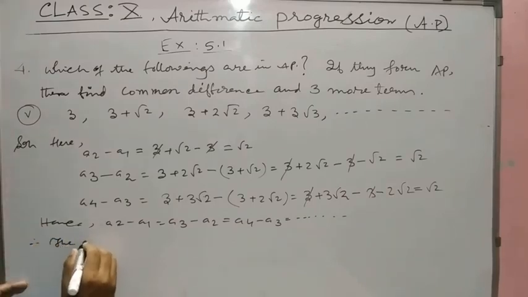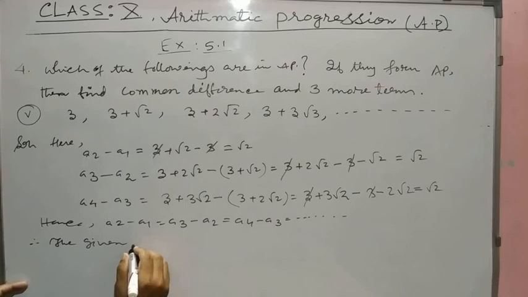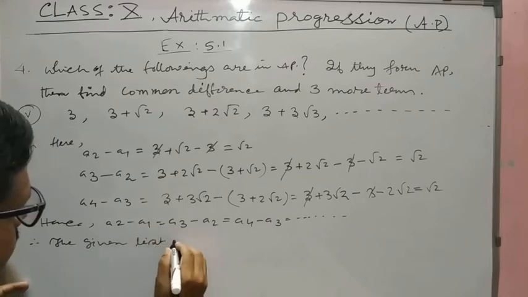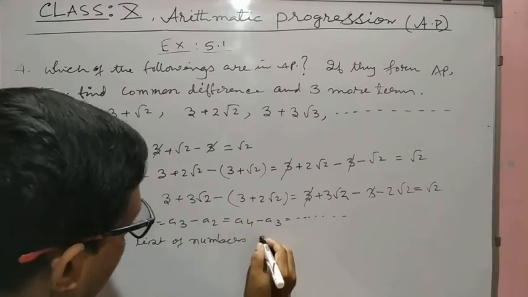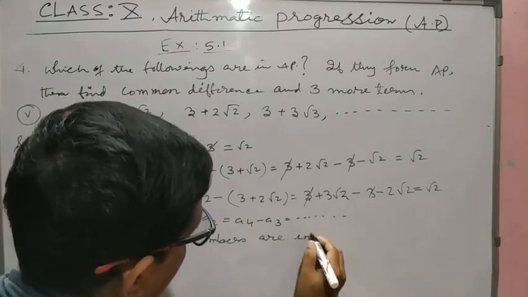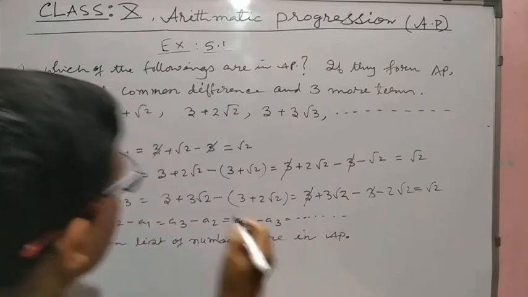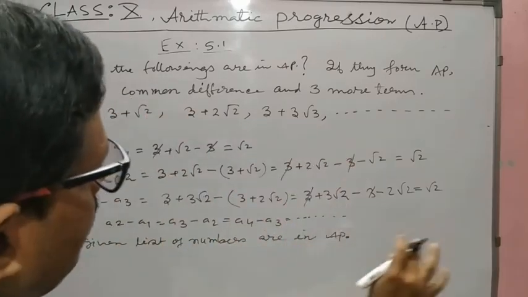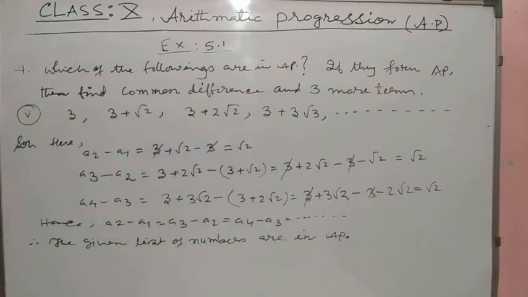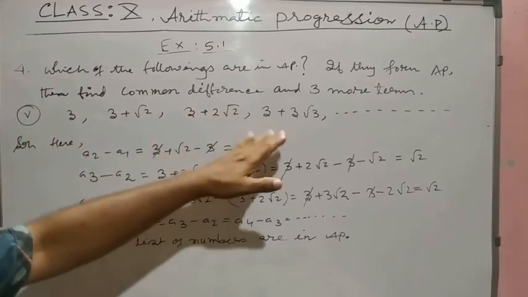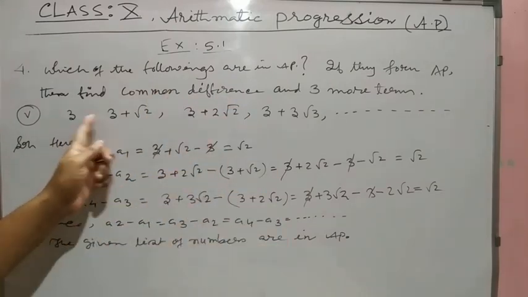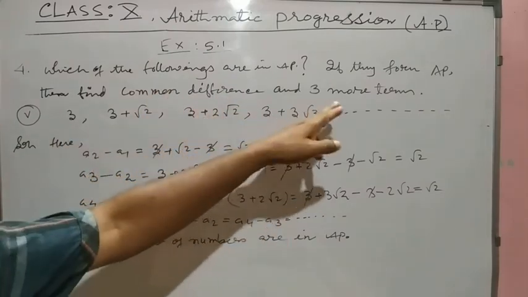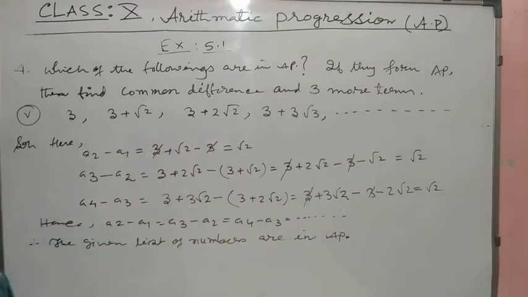Therefore the given list of numbers are in AP. So ये AP में हो गया. Next we have to find out more 3 terms. That is first term, second term, third term, fourth term is there. So we need fifth term, sixth term and seventh term.